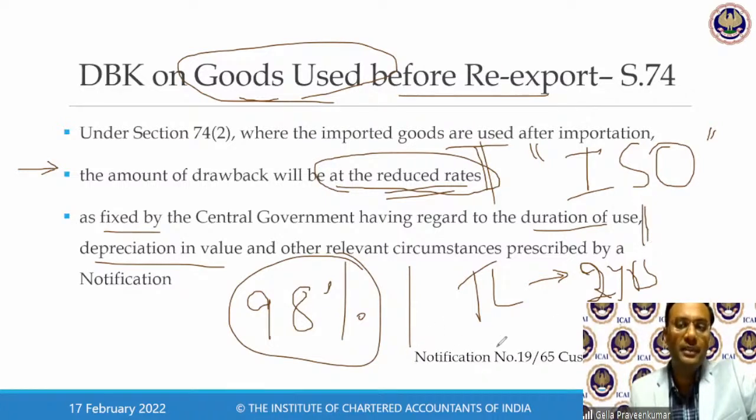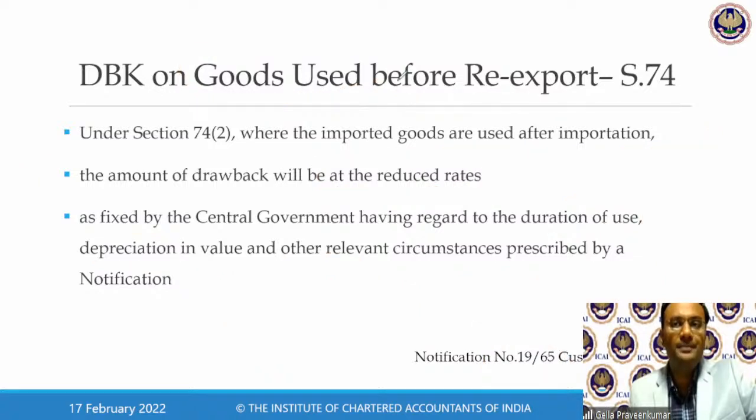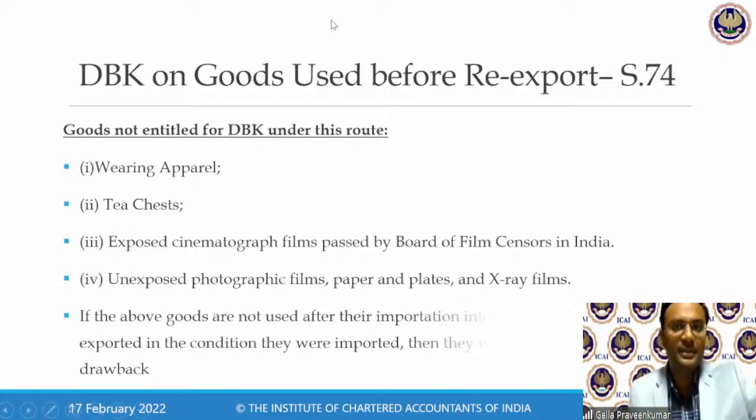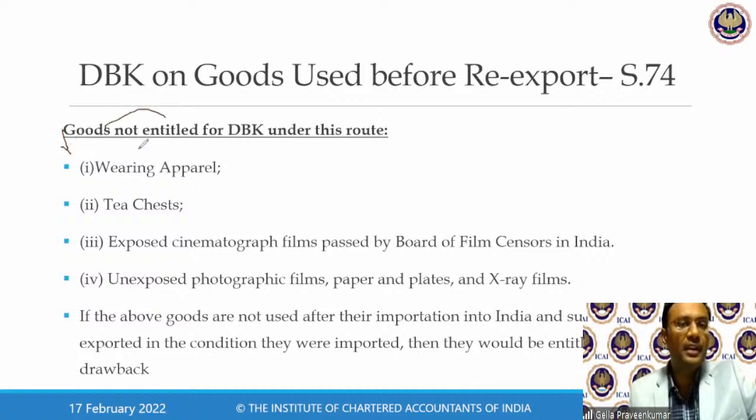As of now, the main notification 19 of 65 talks about reduction in rates on the basis of usage. So the customs duty I get as a drawback depends on the period, how much I'm going to use. The government further says that these goods are not entitled to drawback under this particular route.